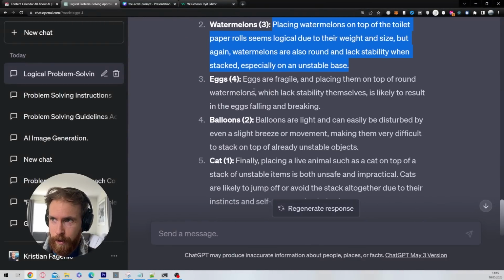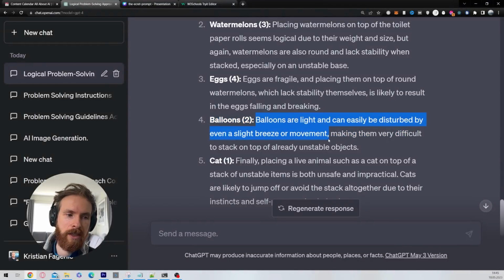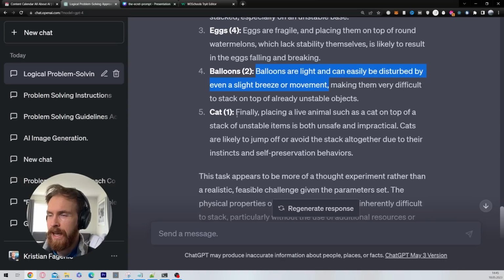An unstable base. Eggs are fragile. Balloons are light and can easily be disturbed by even the slight breeze or movement. And finally, placing a live animal such as a cat on top of a stack of unstable items is both unsafe and impractical. Cats are likely to jump off or avoid the stack altogether due to their instincts and self-preservation behaviors. I thought that was just so good.